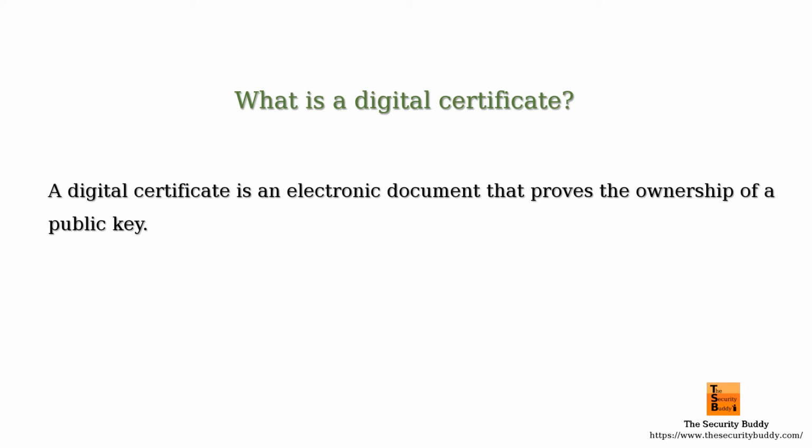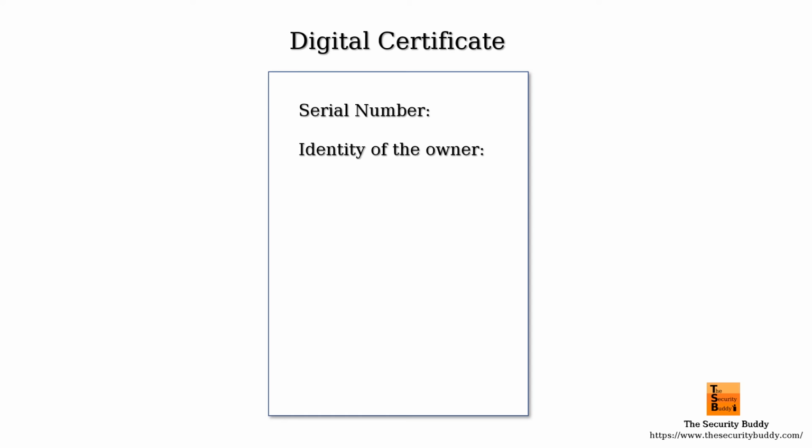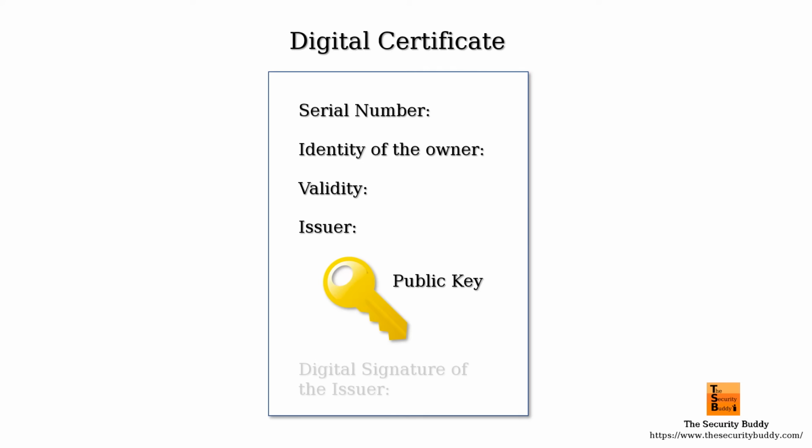A digital certificate contains various information such as a serial number, the identity of the owner, the validity of the digital certificate, the issuer of the digital certificate, information about the public key, etc. When a trusted certificate authority or CA issues a digital certificate, the digital certificate also contains the issuing CA's digital signature. The client needs to verify the digital certificate with the issuing certificate authority to ensure that the sent public key is indeed the sender's public key.